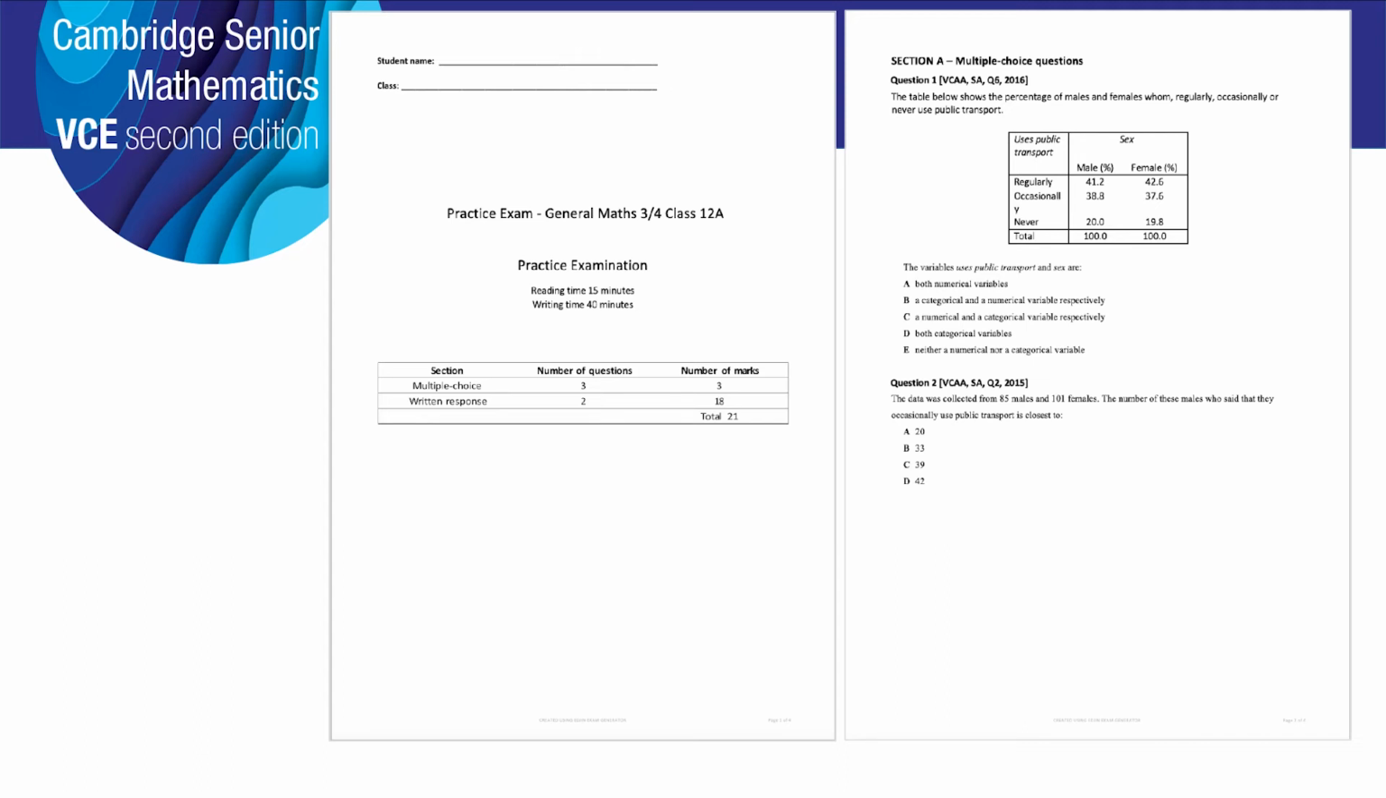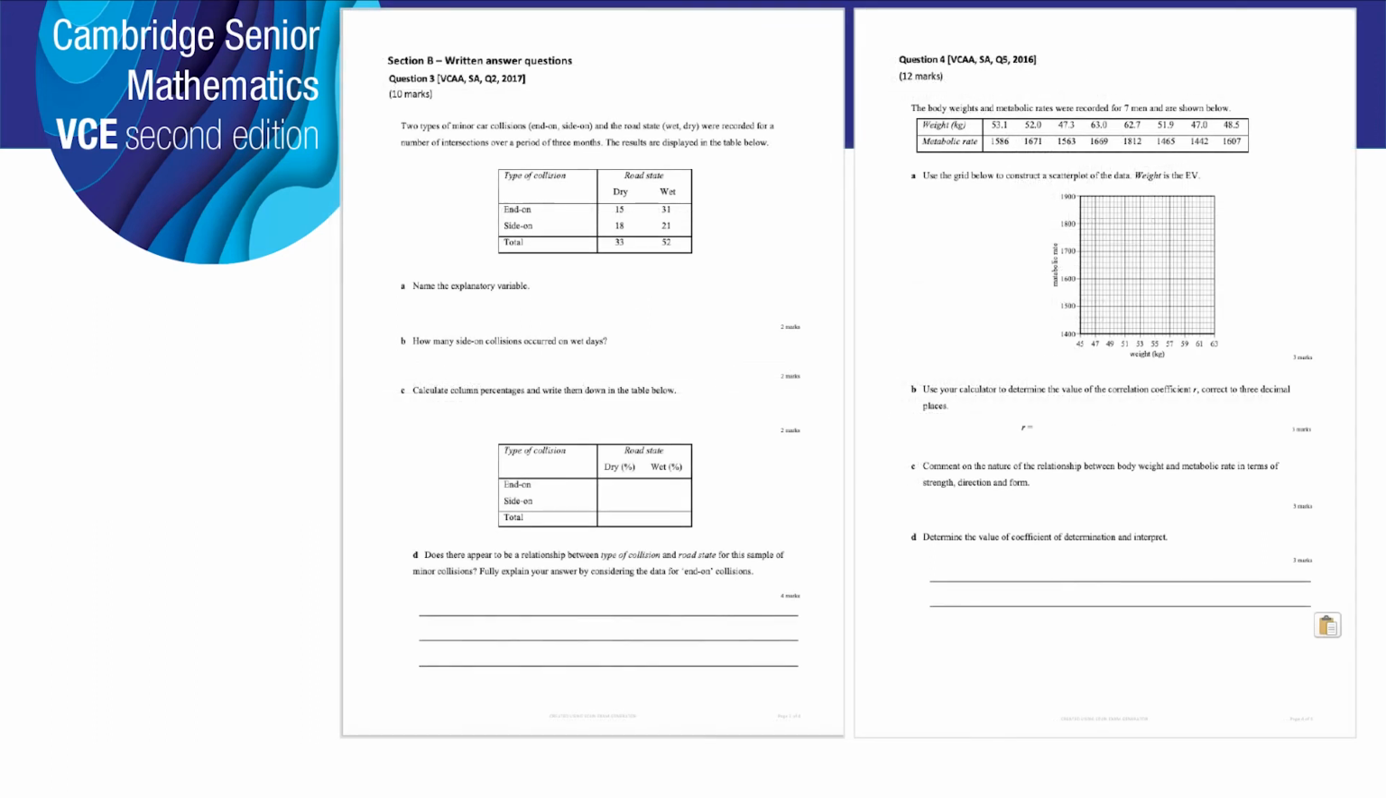And then the first part of the exam is section A, so this is the multiple choice. You'll notice that we've got the tags against the question, so the reference of the VCAR, which question, which exam, which year. And then we go on to the section B, which is the written response. So with your question there, we've allocated X amount of lines for that particular question.